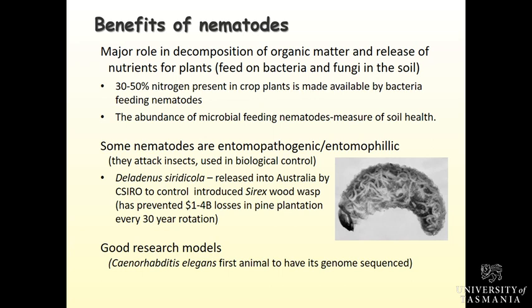Obviously, nematodes have a major role in that food cycle, in decomposition of matter, release of nutrients, and again, some of the stats there. So about 30 to 50% of nitrogen that crop plants release are made available by bacteria and by bacteria-feeding nematodes. So they actually are responsible for cycling a lot of the nutrients in the system.